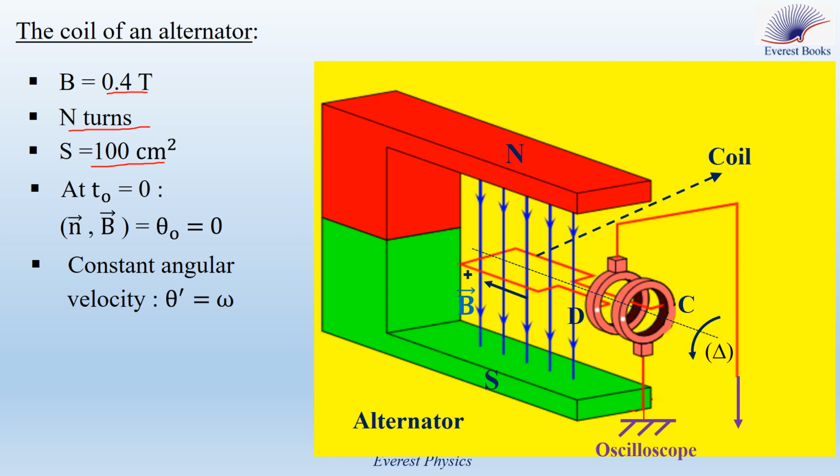At t0 equal 0, the angle between the unit vector n normal to the plane of each loop of the coil and the magnetic field B is theta 0 equal 0. The coil is made to rotate at a constant angular velocity theta prime equal omega about a horizontal axis delta. An oscilloscope is connected in order to display the voltage UDC.